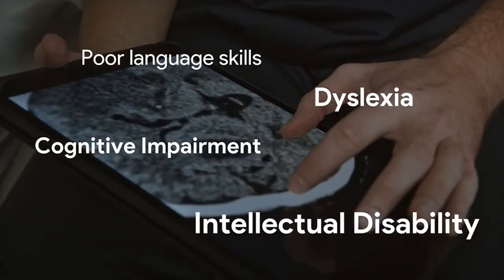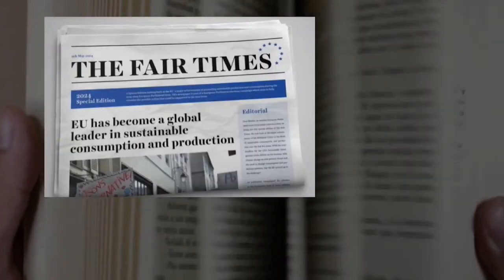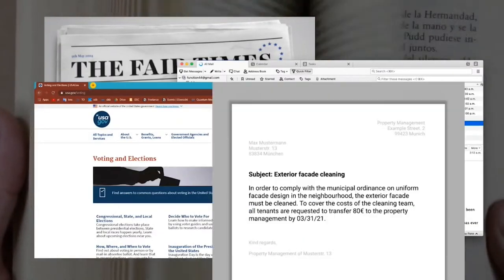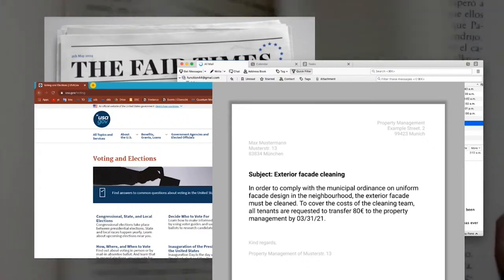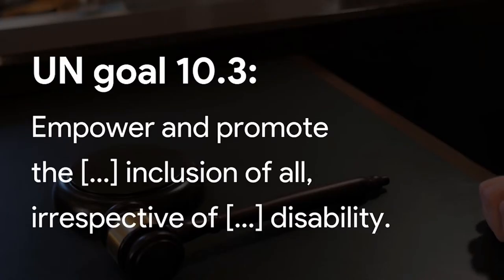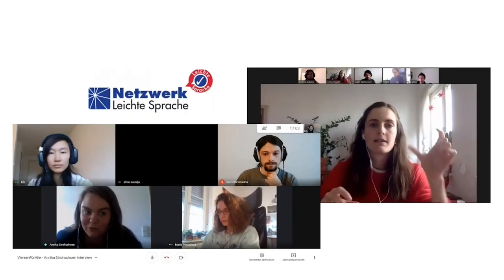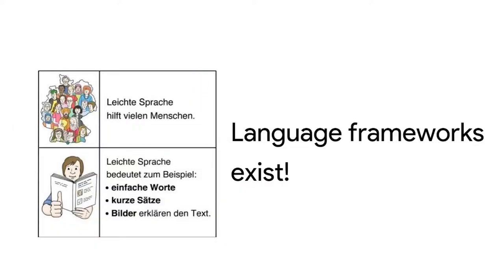Among others, one common cause is intellectual disabilities. In a world where we communicate mainly through text, people with functional illiteracy are excluded in many ways. UN Goal 10.3 specifically states to empower and promote inclusion of all, including people with disabilities. When talking to experts, we learned that there are simplified language frameworks that help with functional illiteracy. However, these texts are translated by hand, so only very few texts are made accessible.